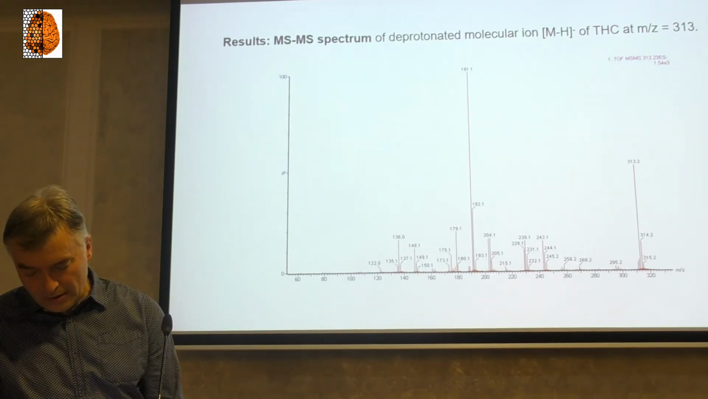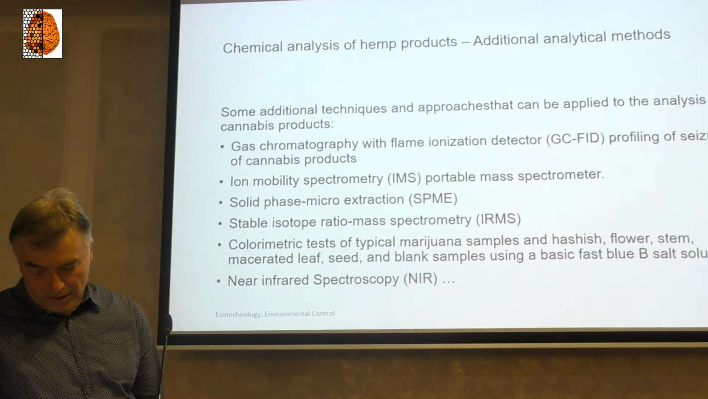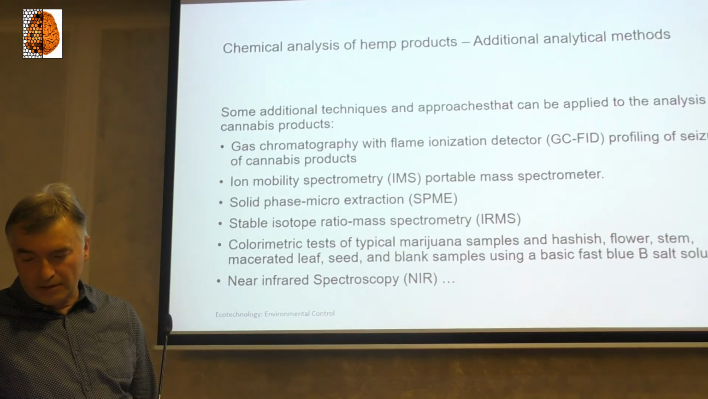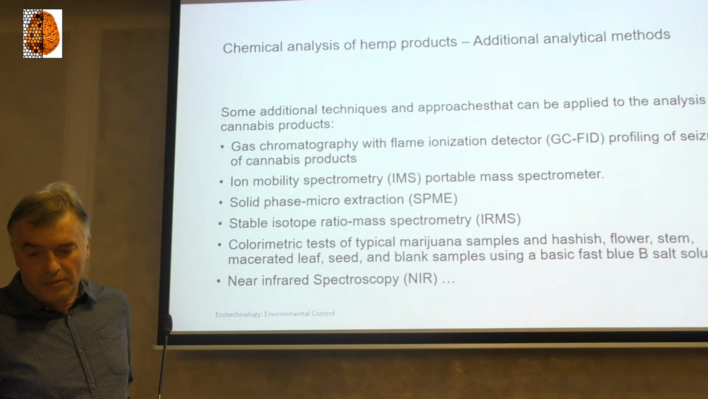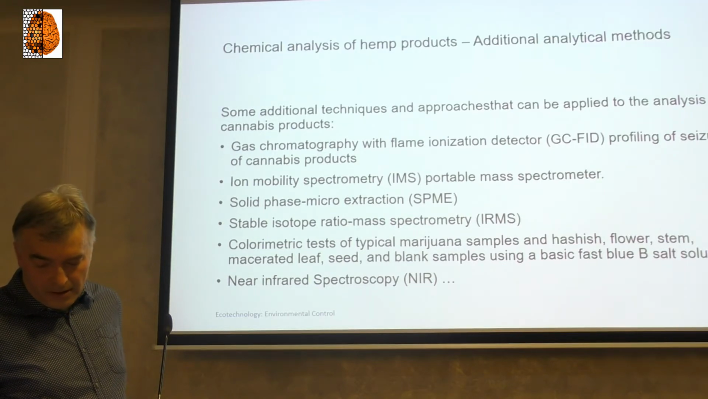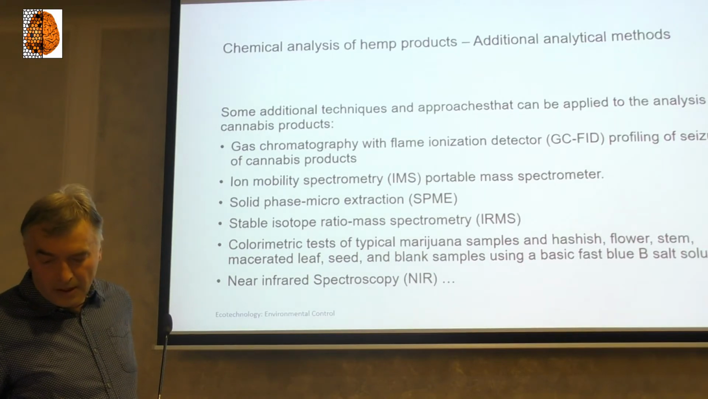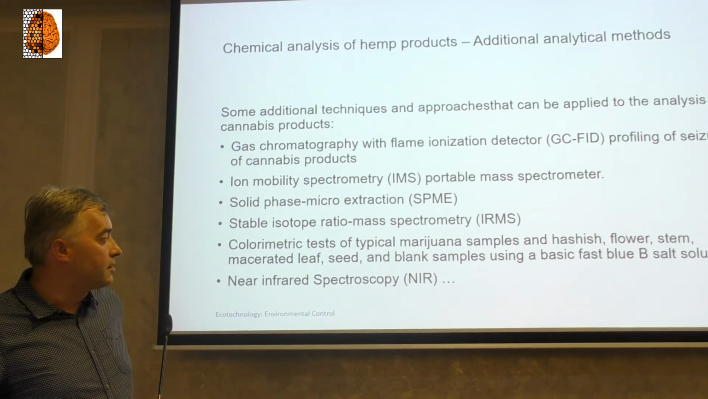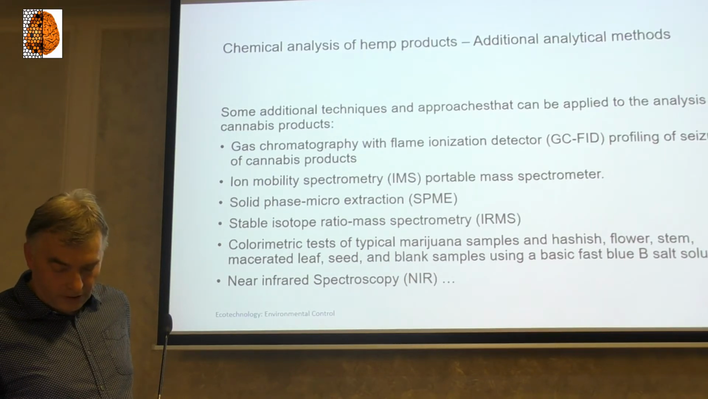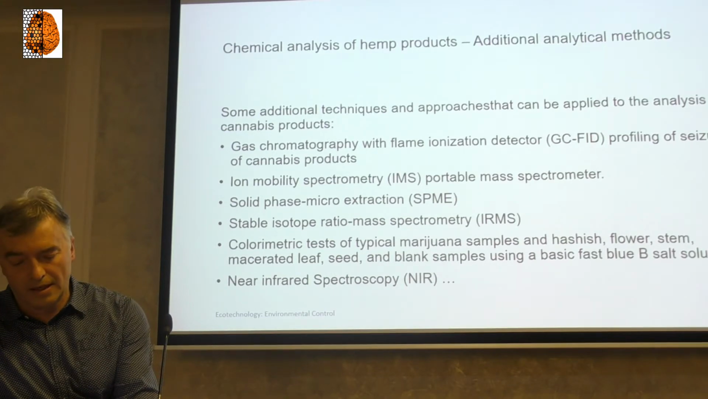Of course, there also exist much simpler and faster analytical methods for detection of cannabis products, but most of them are not so precise, accurate, and specific. Some limited values are included in these techniques. So anyway, standard methods are usually GCMS and LCMS.